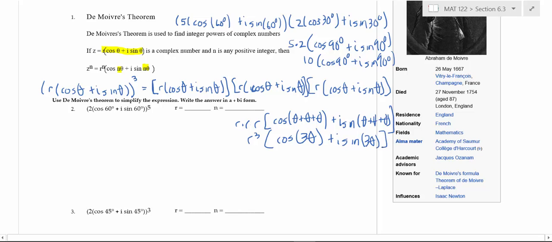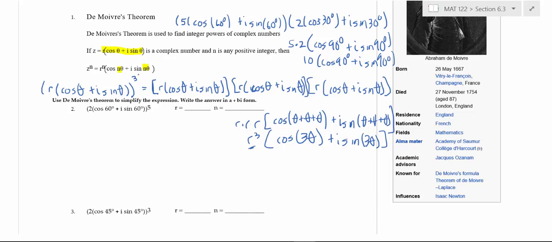Now that's what de Moivre's theorem basically tells us to do. If you have a complex number to the 3rd power, you take the radius to the third, then you multiply those angles by 3. If you did this same logical process through 4 complex numbers, you just have r to the 4th, cosine 4 theta plus i sine 4 theta, and so forth. Now that's not really a proof, but it's a demonstration that helps you understand the why part behind de Moivre's theorem.